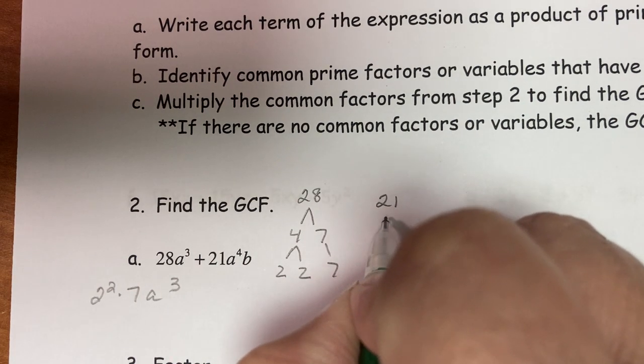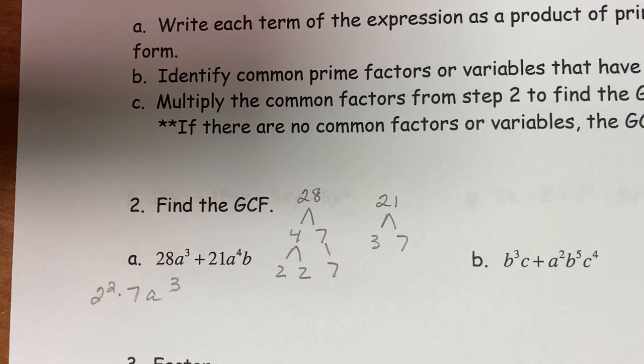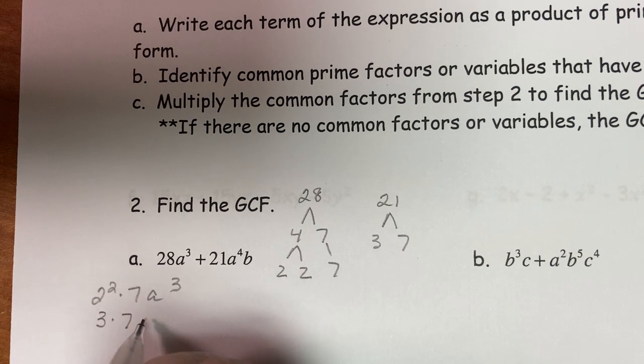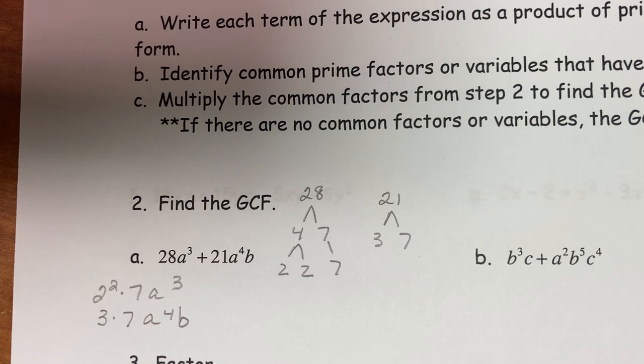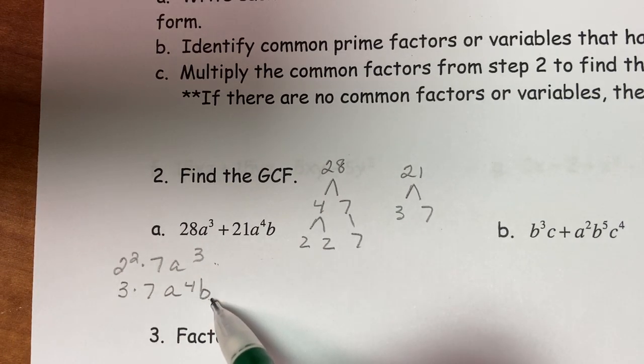Well, let's prime factor 21. Well, we know that that's 3 times 7. And there's really nothing else we can do there. Those are both prime. So it would be 3 times 7 times a to the 4th times b. So here are each one of the terms written out as a product of prime factors.